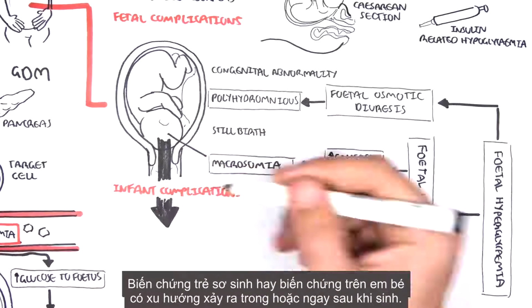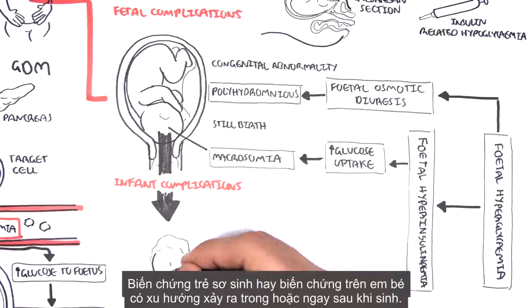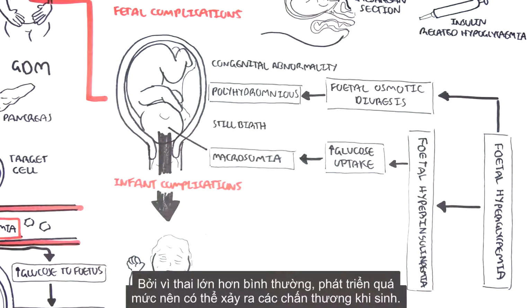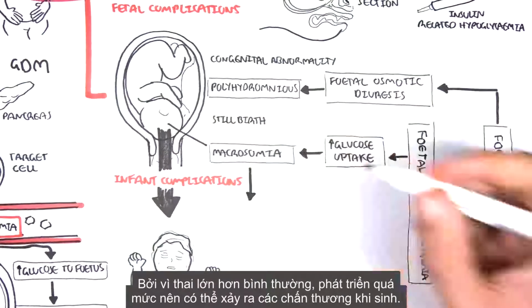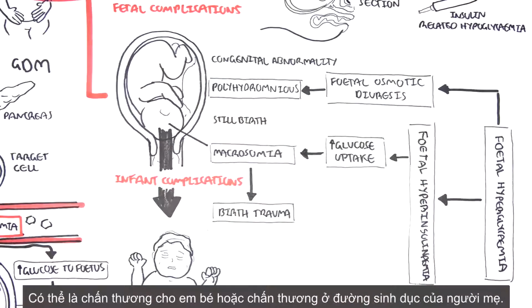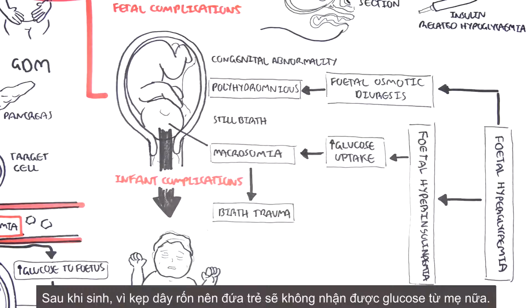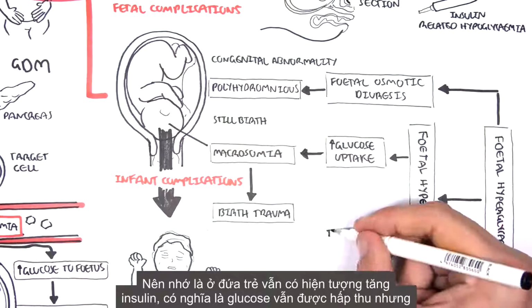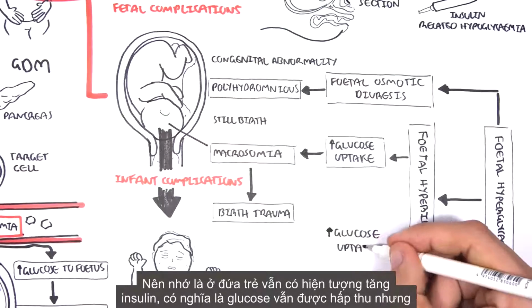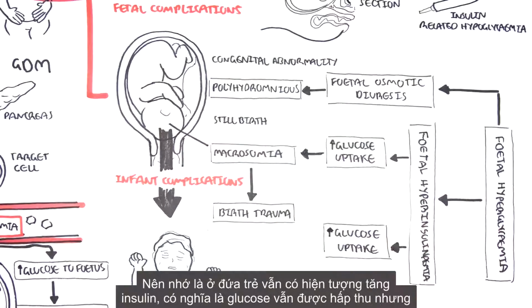Infant complications or baby complications tend to occur during delivery or right after delivery. And this is because the fetus is larger than normal. There's macrosomia, and thus birth trauma can occur. And this can be trauma to the baby or to the mother's genital tract. After delivery, the fetus will not receive any more glucose from the mother because the umbilical cord is clamped. Keep in mind that there is still fetal hyperinsulinemia present, and this means that glucose will be taken up still.